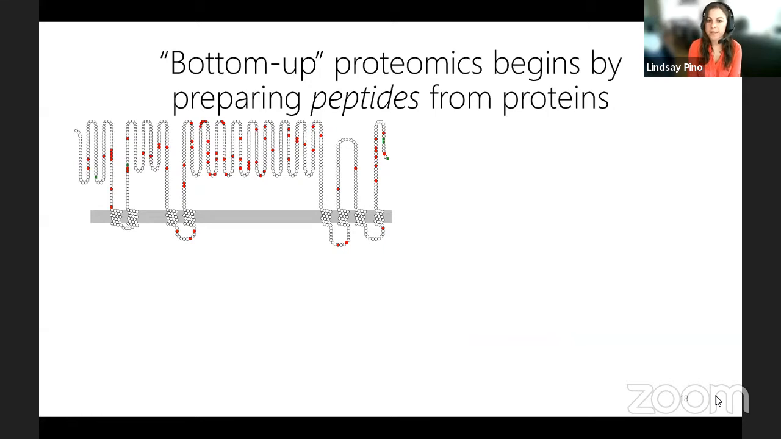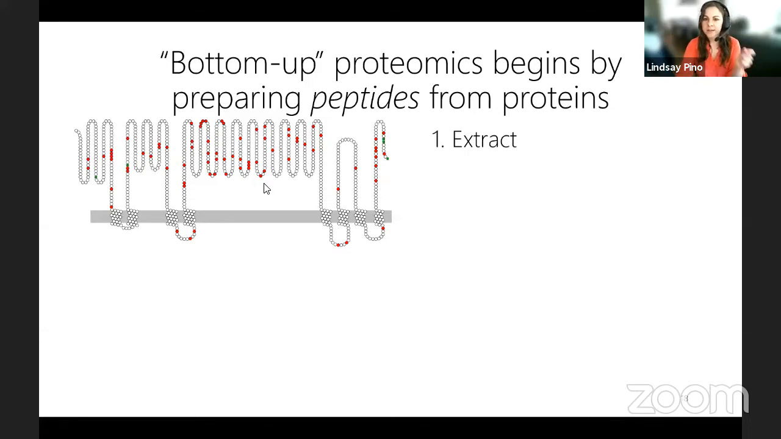So bottom-up proteomics, like I had mentioned, begins by preparing peptides from the proteins in your sample. Here I'm just representing a transmembrane protein that has 1, 2, 3, 4, 5, 6, 7, 8 different transmembrane domains. Each one of these circles represents a different amino acid. I've colored in red amino acids that are lysine or arginine.